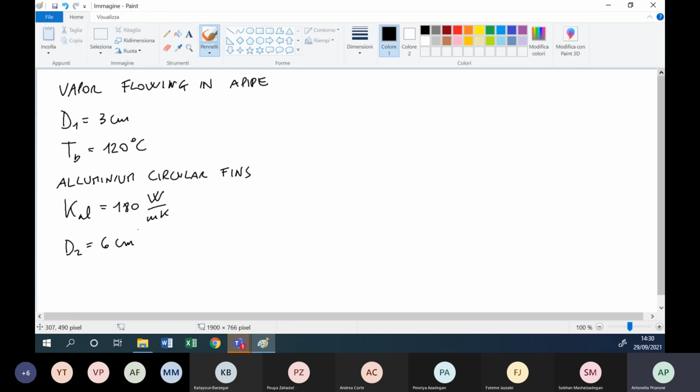And the thickness, now I draw the sketch. The thickness is 2 millimeters, and the spacing is 3 millimeters.